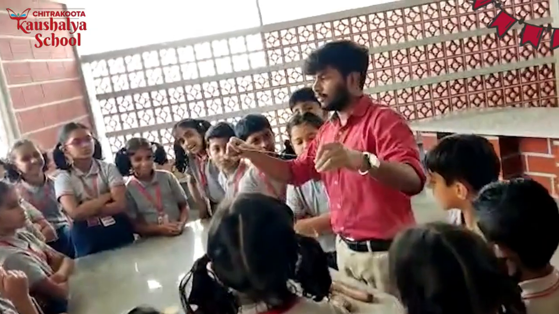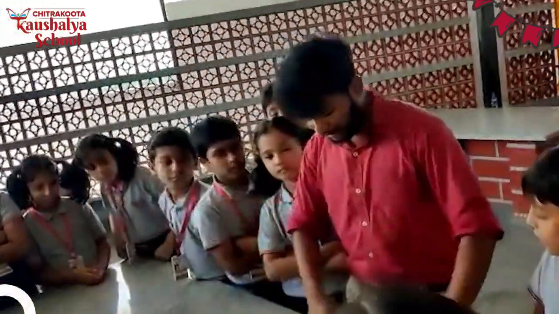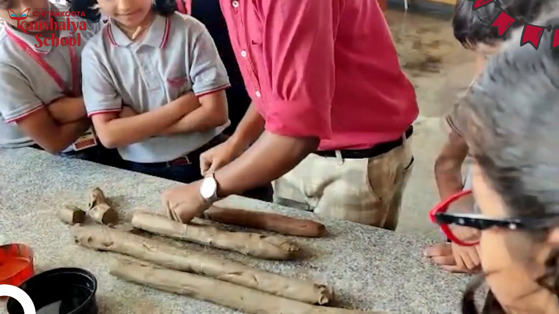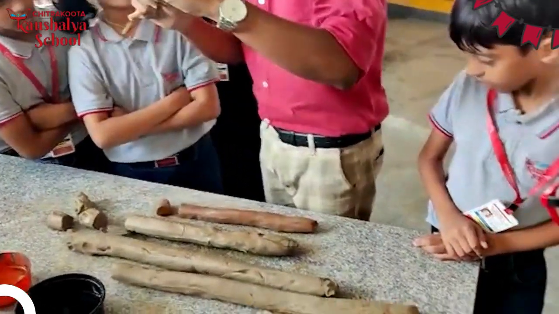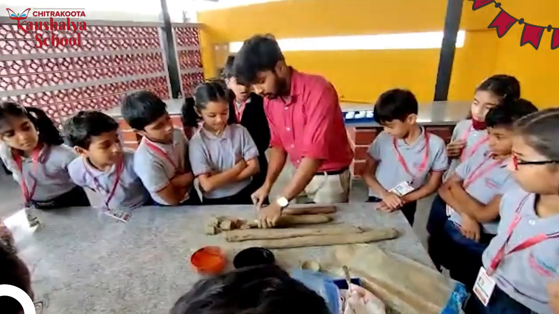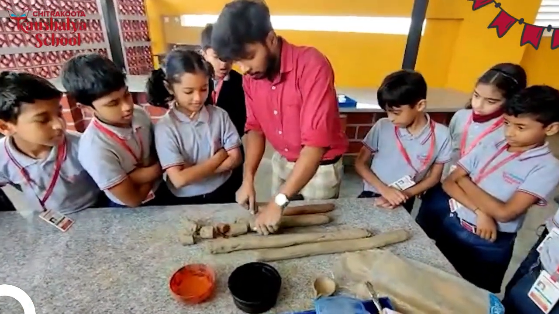String, they cut the clay easily. Okay? So how to cut the clay? Okay? It is easy to cut. It is called the iron string. Okay?